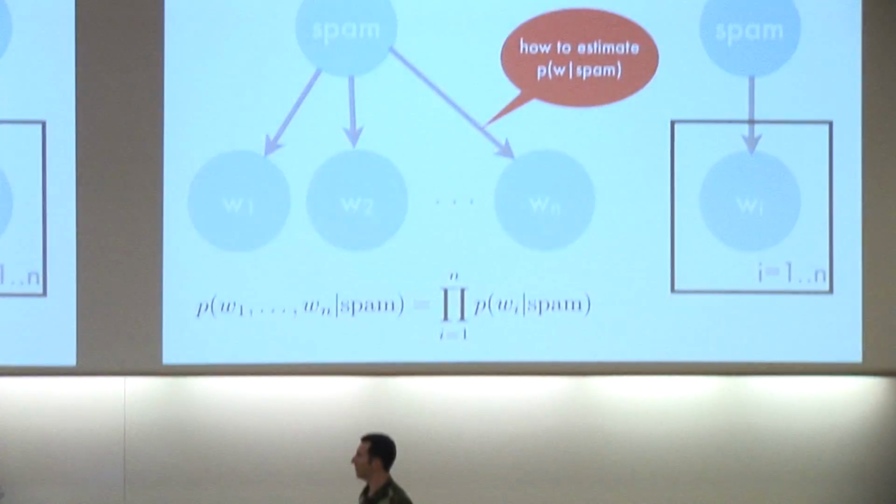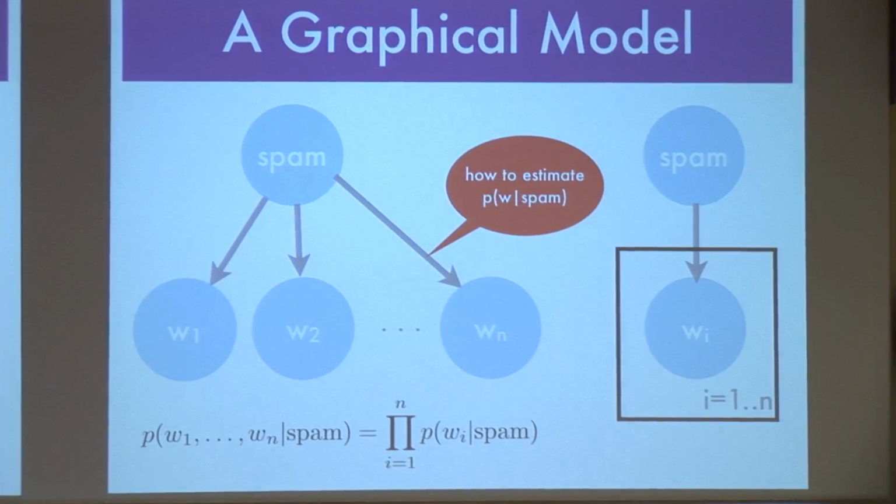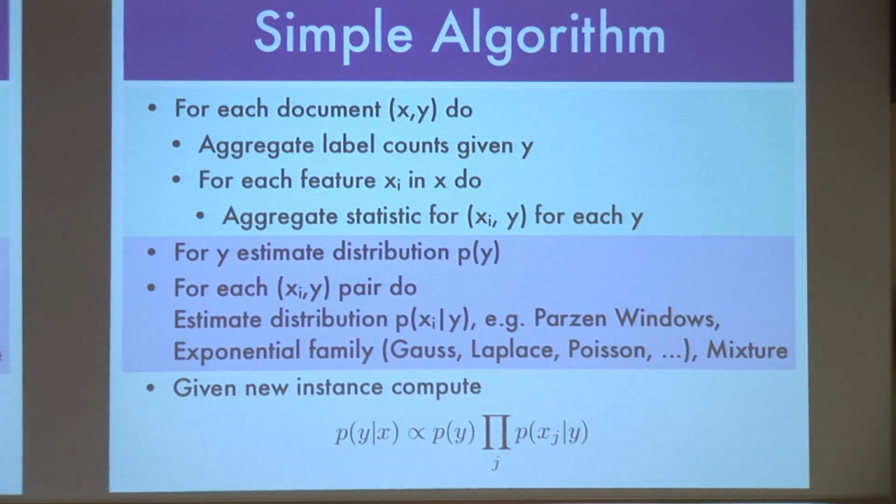Okay, so now, how do we get P of w given spam? Let's have a look at a very simple algorithm. So the simple algorithm goes as follows. For each document, so x and y pair, where x is a vector and y is just an attribute, you just aggregate these label counts given y. For each feature xi in x, aggregate the statistic for xi and y for each y. So we count how many spams, how many hams we receive. For each word, we count how many times it occurs for spam, how many times it occurs for ham, for instance.